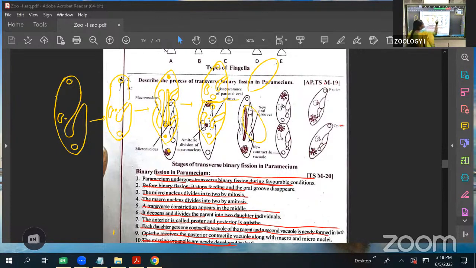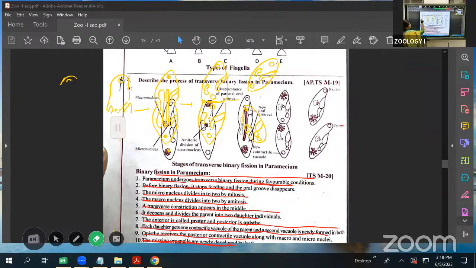Next, in this also there is an oral groove. All the same, like a contractile vacuole. Here one contractile vacuole, here also one. Here the oral groove is up, and the macronucleus, micronucleus and contractile vacuoles. Like this, we try to draw the diagram. A simple diagram, labeling is important. We draw it. Next, we are going to discuss the transverse binary fission.